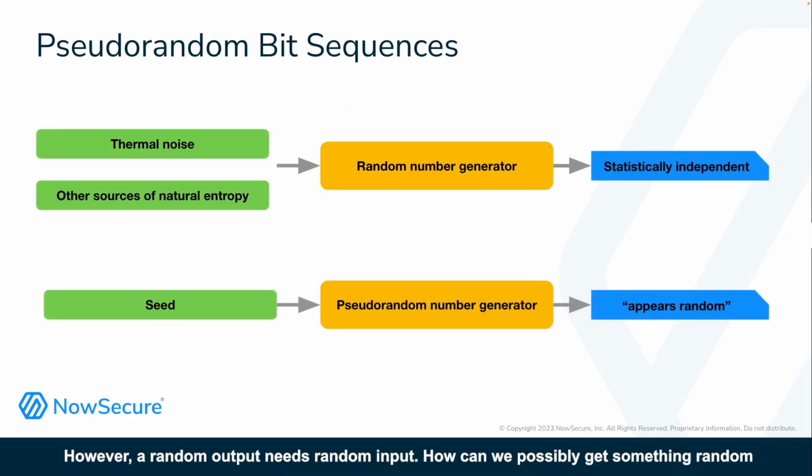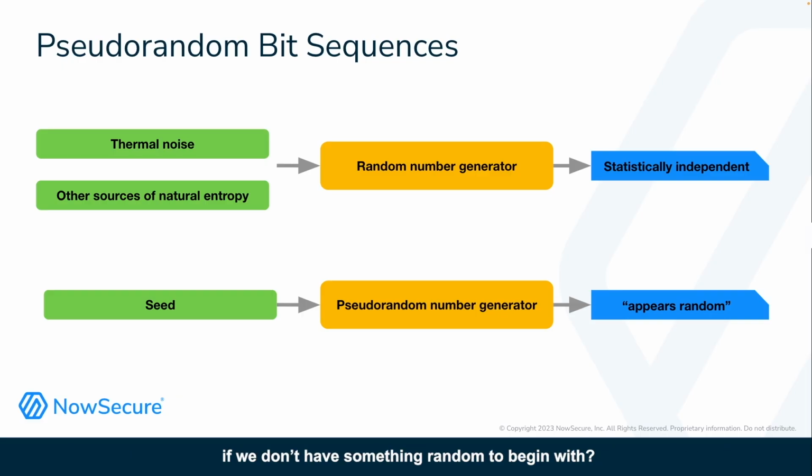However, a random output needs random input. How can we possibly get something random if we don't have something random to begin with? Apply the same function against the same input and you should end up with the same result, unless you have a random variable.